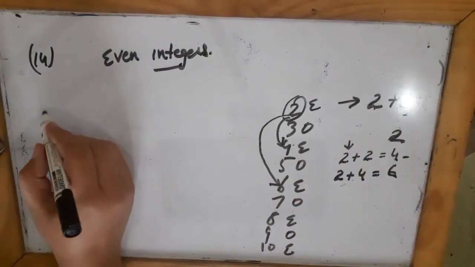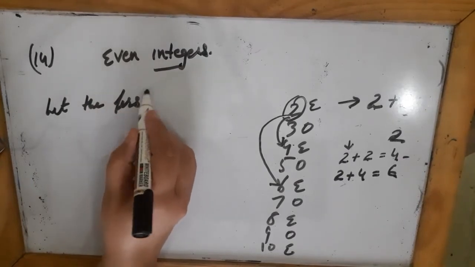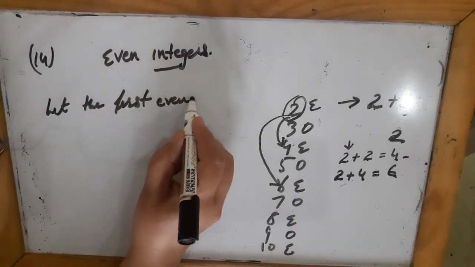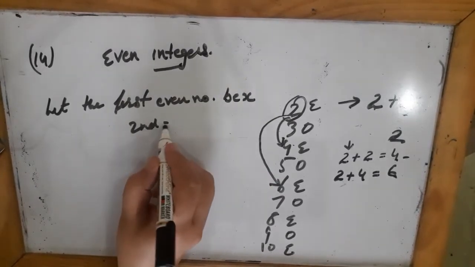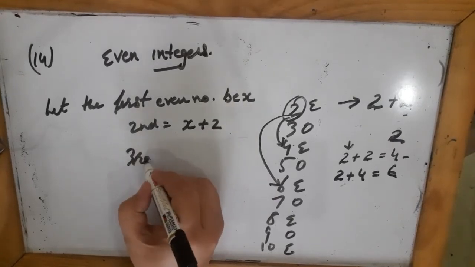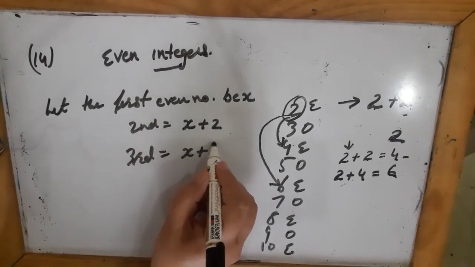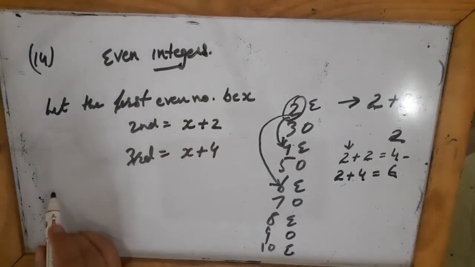So how will I assume? I will say let the first even integer be x, then which will be the second? It will be x plus 2. And what will be the third one? It will be x plus 4. So this is how we will assume all the 3 numbers.